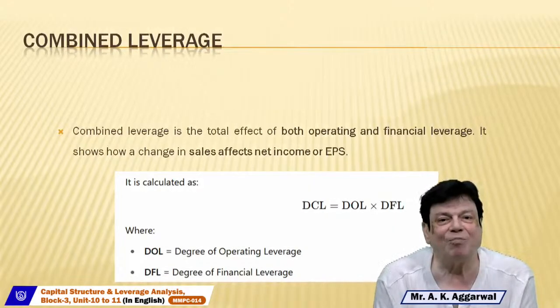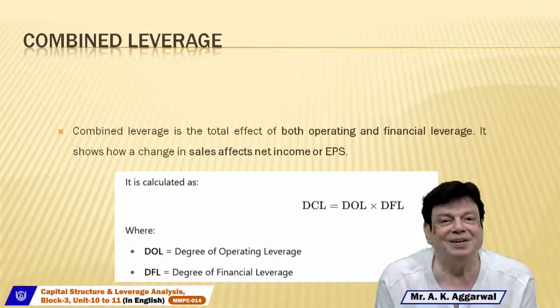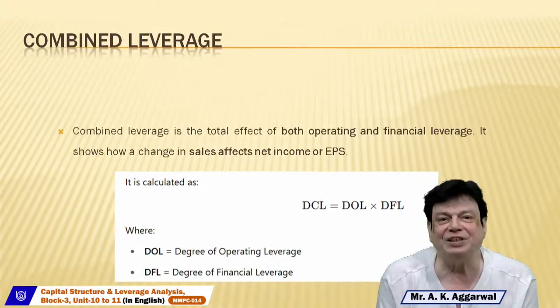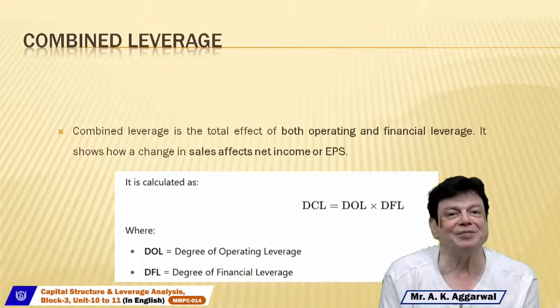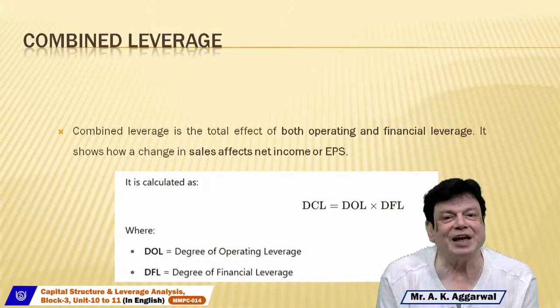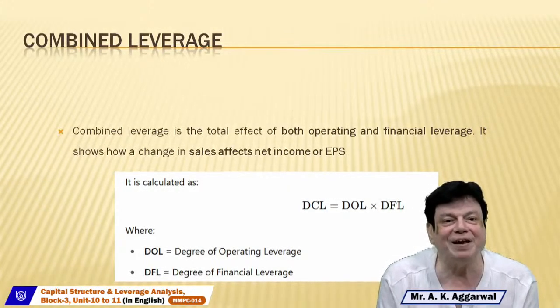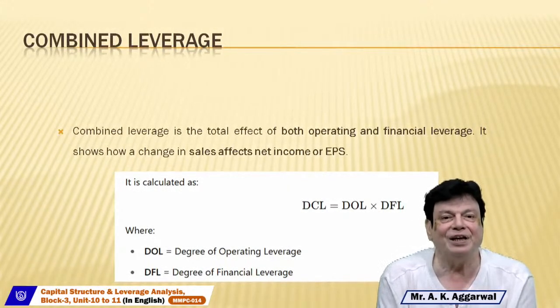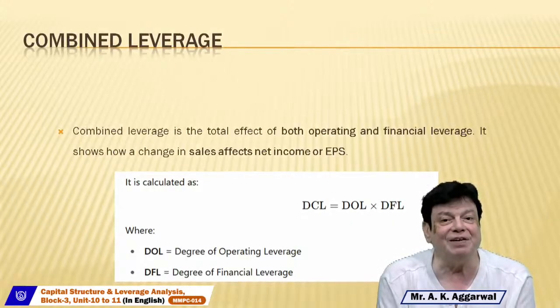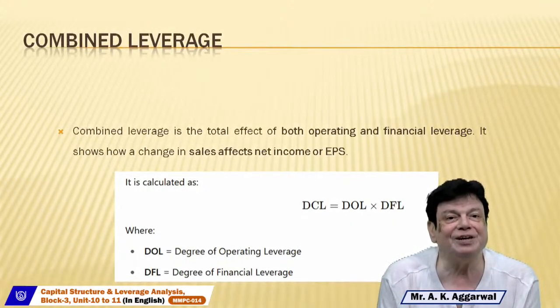Combined leverage. Combined leverage is the total effect of both operating and financial leverage. It shows how a change in sales affects net income or earnings per share. It is calculated as DCL is equal to DOL multiplied by DFL, where DOL is degree of operating leverage and DFL is degree of financial leverage.